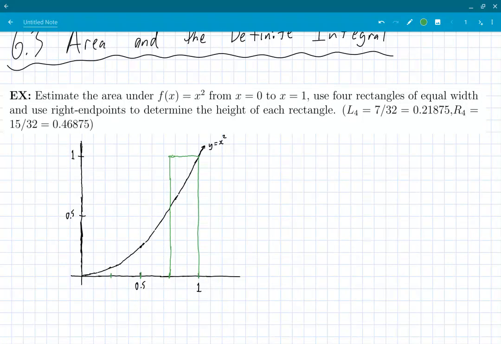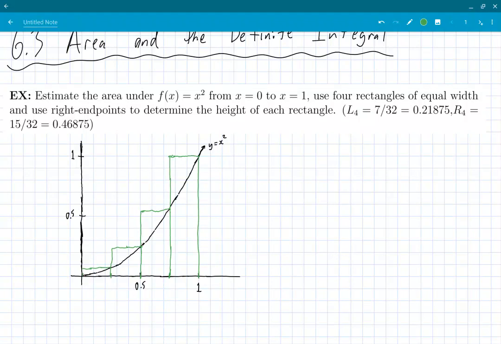So again, here's my subinterval. I chose the right endpoint as instructed, and I use the right endpoint to determine the height of the rectangle. I continue this for the other subintervals. So I get a rectangle in each case. And then over here, let me see if I can draw this small rectangle down here. Something like this.